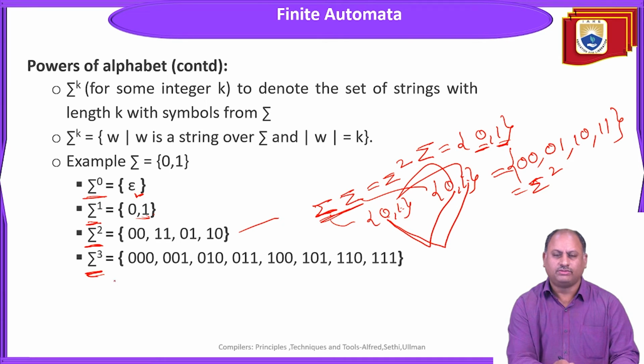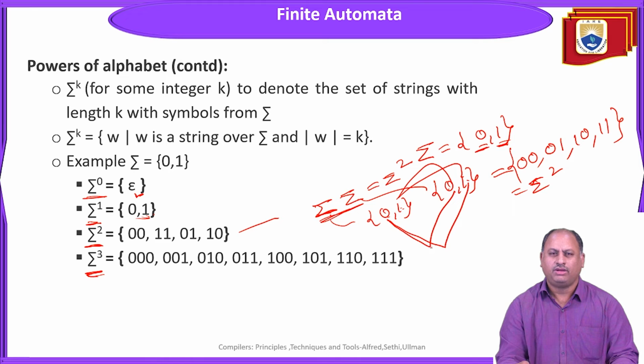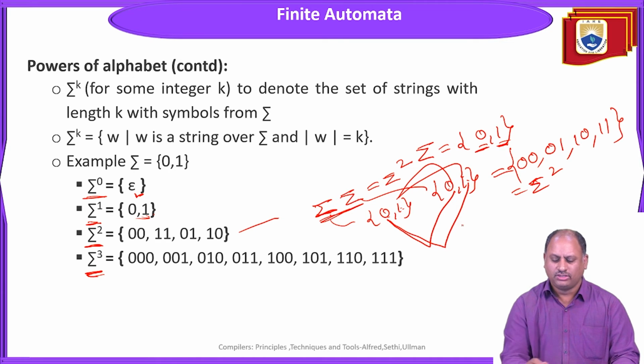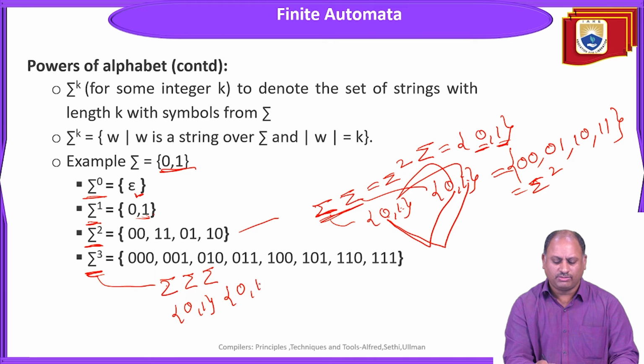Similarly, we can compute powers of the alphabet: power 3, 4, 5, like that. Power of 3 means sigma followed by concatenation of another sigma, followed by another concatenation of sigma. So what is sigma here? Given sigma is 0, 1. Another one is 0, 1. Another one is 0, 1.